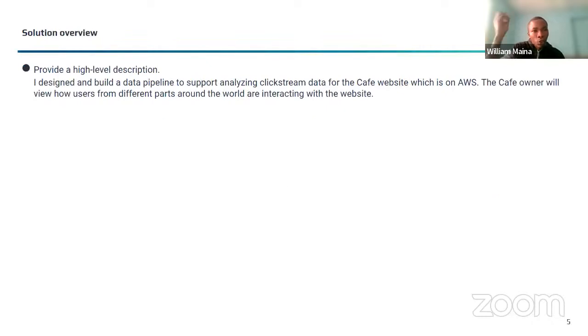Moving over to the solution overview, I will demonstrate it in the AWS console. In this, I built a data pipeline to support analyzing clickstream data from the Cafe website, which is on AWS. The Cafe owner will view how users from different parts around the world are interacting with the website.